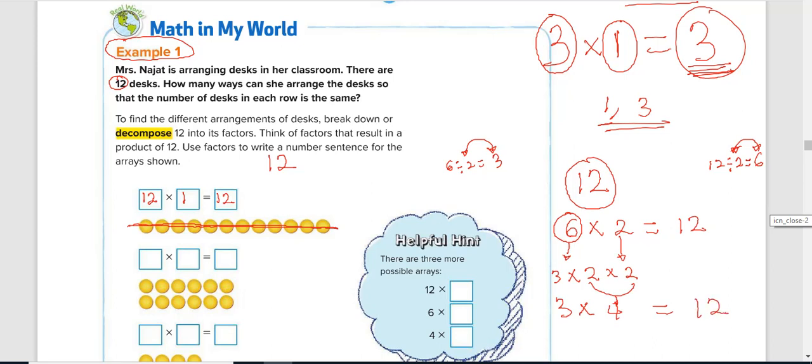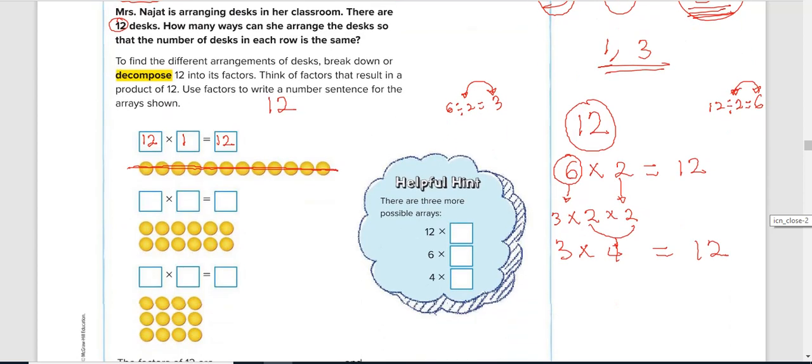So these are ways you think about it to bring out the numbers. But one thing is, if you know your multiplication table, it will be very easy for you. So learn your multiplication table. So with this now, we've seen that 6 times 2 will also give us 12.